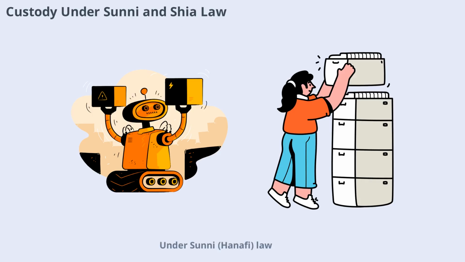Under Sunni Hanafi law, the mother has custody of a boy until age 7 and a girl until puberty. After this period, custody passes to the father or his relatives. Under Shia law, the mother's right lasts until the boy is 2 and the girl is 7.